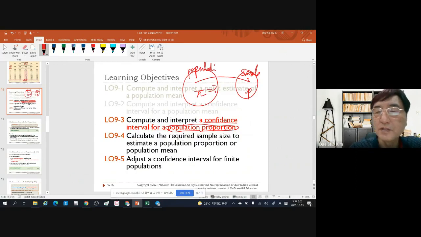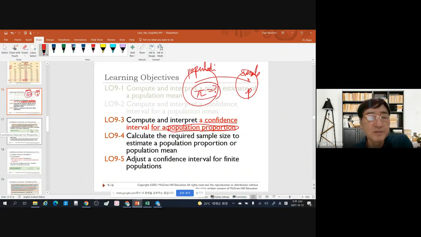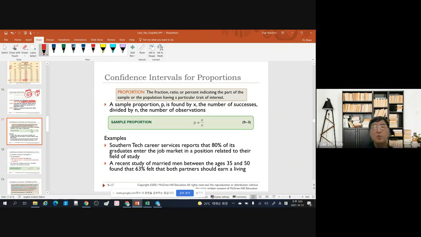Pi is somewhere in some interval, and we need to find out that interval. The concept is that we will calculate the sample proportion p, which is x out of the sample size n, where x is the number of successes.